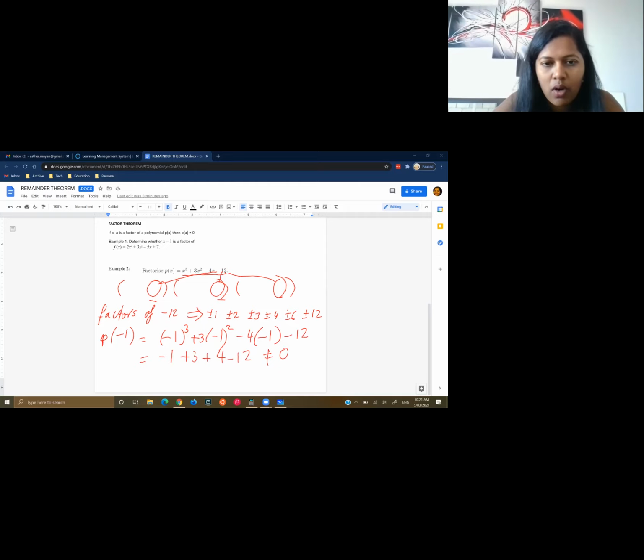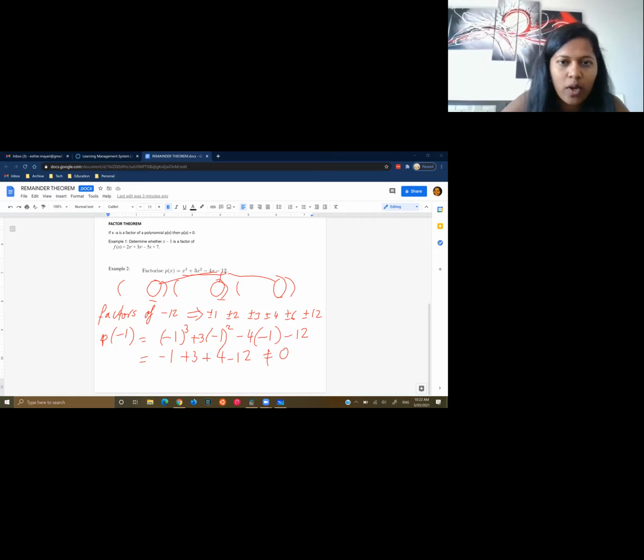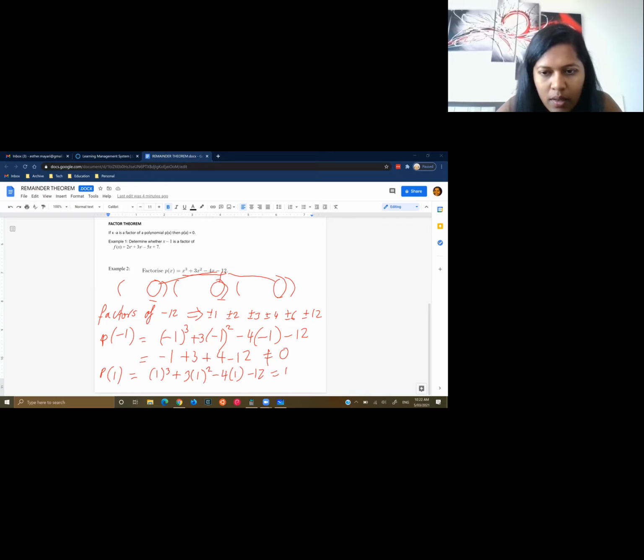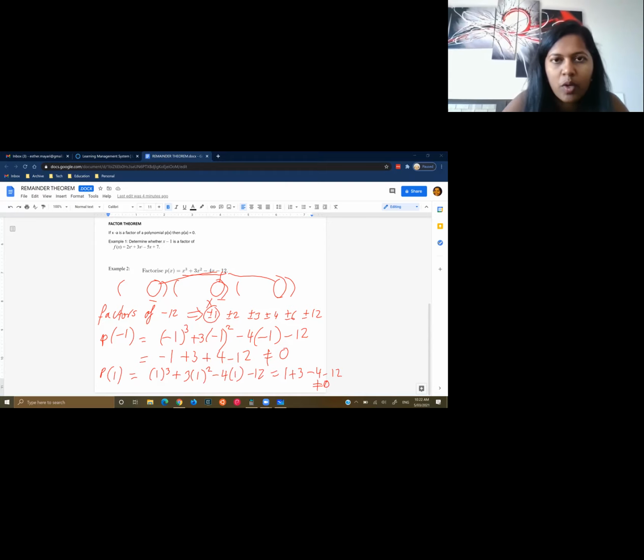I'm now going to try positive 1. That's 1 plus 3 minus 4 minus 12, and that's not equal to 0 either, so I have to keep moving. I've tried those and they did not work, so I'm going to move on to positive 2 or negative 2. I'm just going to clear the bottom here to give me some room.